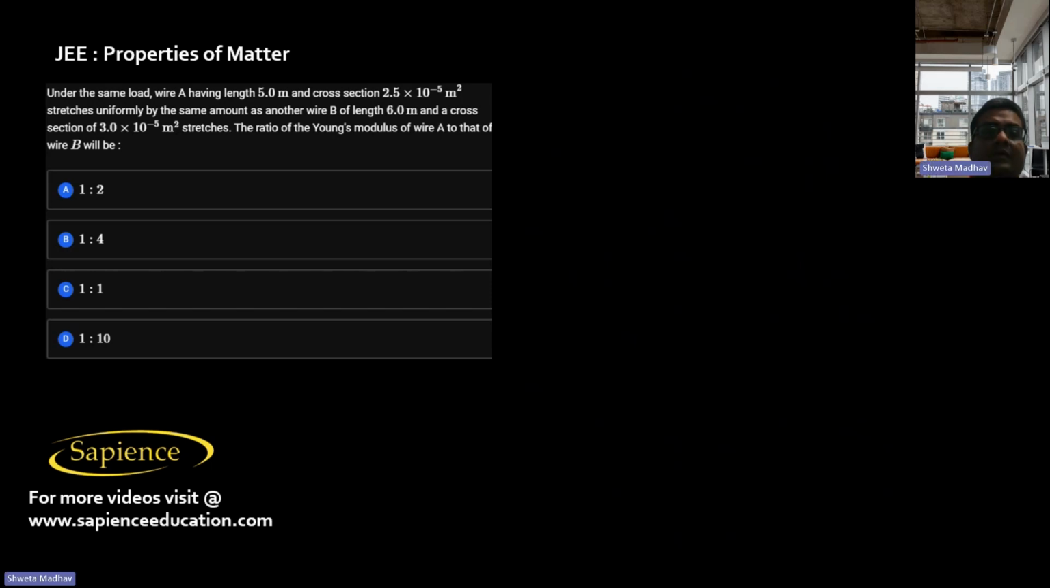And here it is told, under the same load, wire A having a length of 5 meter and area of cross section 2.5 into 10 power minus 5 meter square, stretches uniformly by the same amount as another wire.